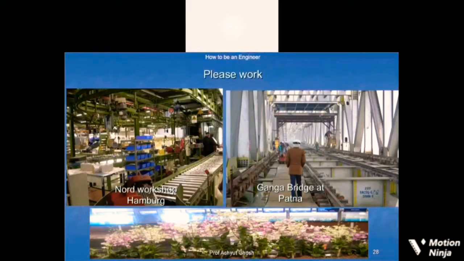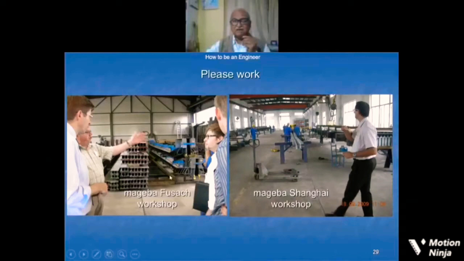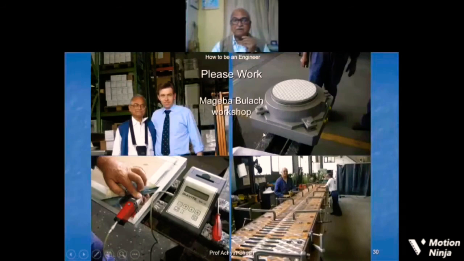This is the Mageba workshop at Fushak. And this is the Mageba workshop in Shanghai. This is Gyani with me. This is a Bulak workshop.